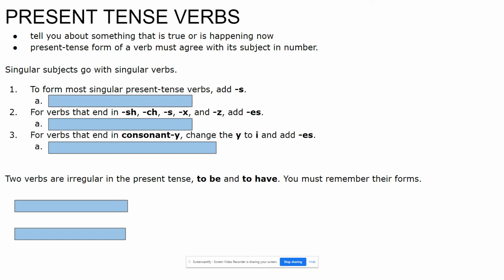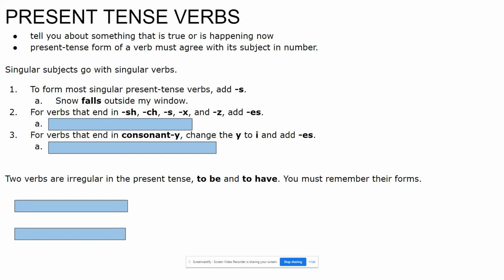The present tense form of the verb must agree with its subject in number. So first we're going to look at singular subjects, which go with singular verbs. For most singular present tense verbs, you're just going to add an s. So, snow, a singular subject, falls outside my window. Fall is the verb, add s, that becomes the present tense falls.